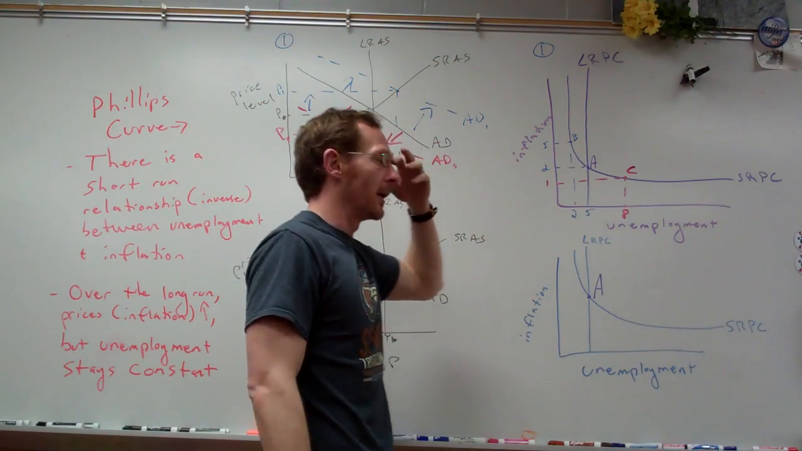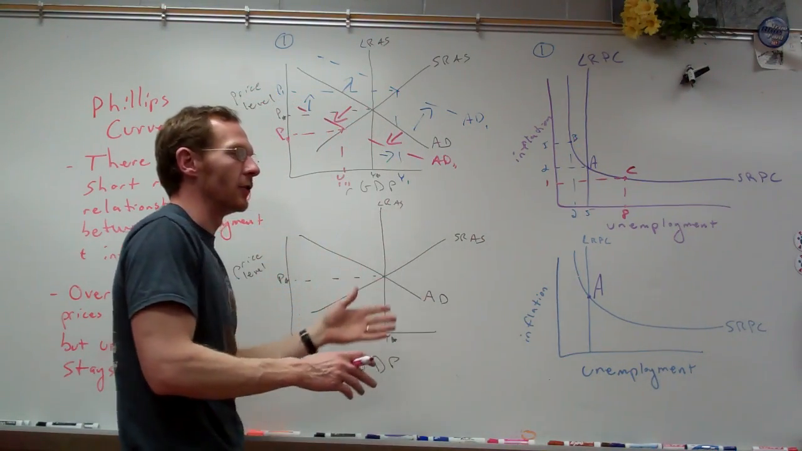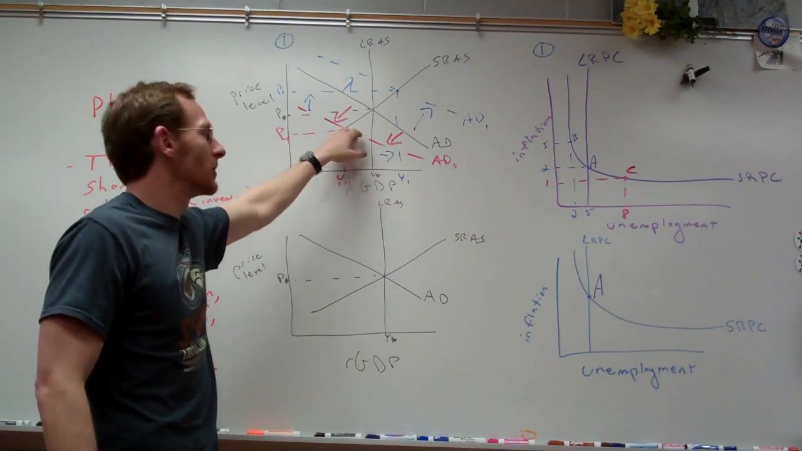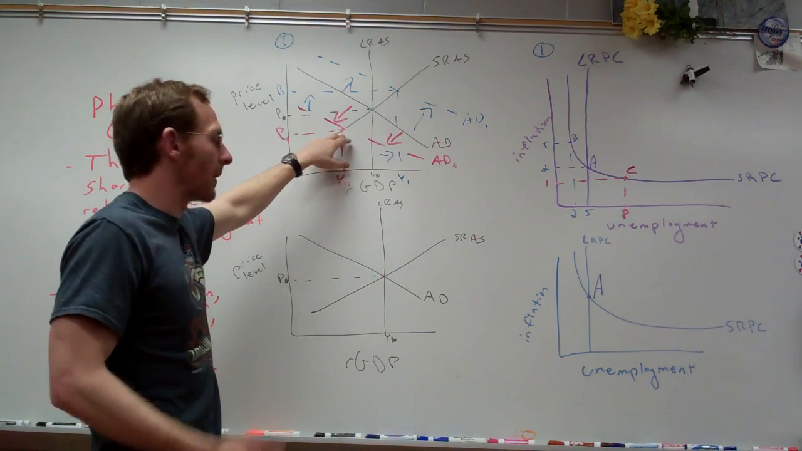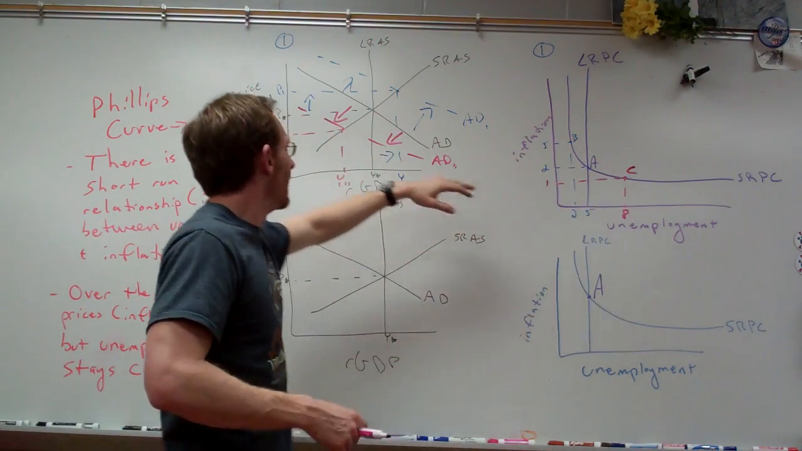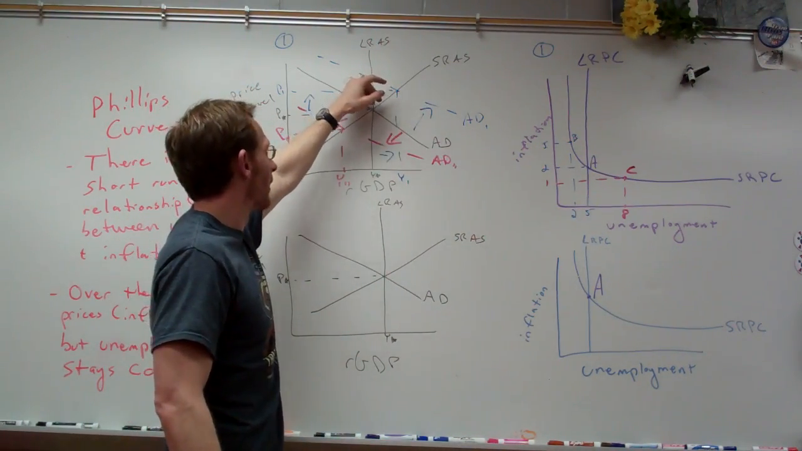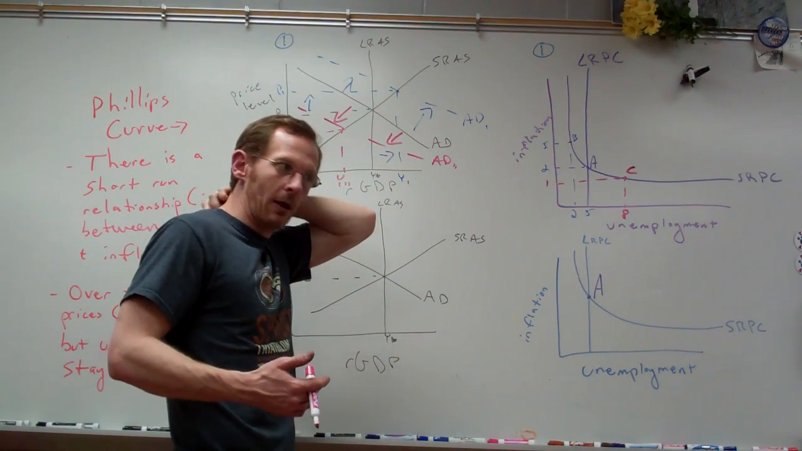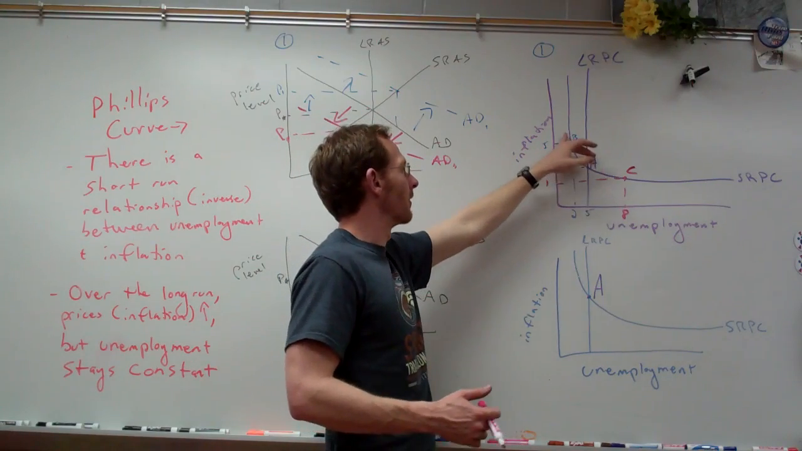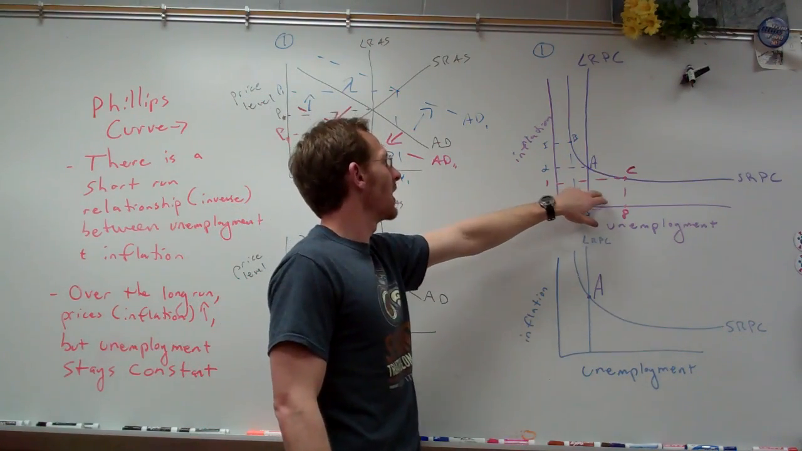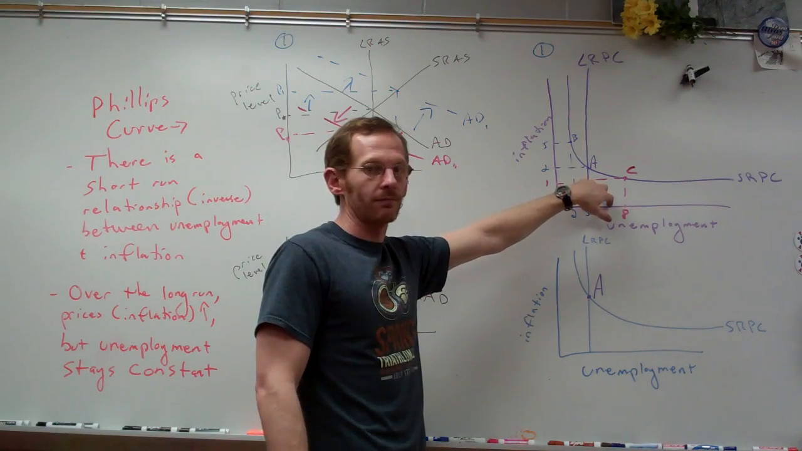And it makes sense because if you look at what happens up here, all you need to do is analyze what happens in the ADAS graph. And you can see when AD shifts down, prices go down, unemployment goes up. Well, how do we show that? We shift along the curve. If AD goes up, we know the prices have gone up, and so has output, so we'll see a reduction of unemployment. So we shift up along the short-run Phillips curve. Okay? It does not change the long-run Phillips curve.